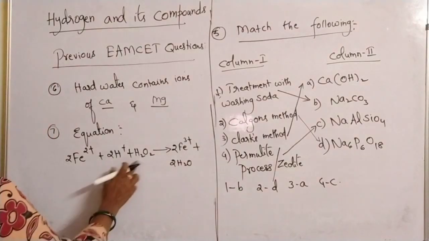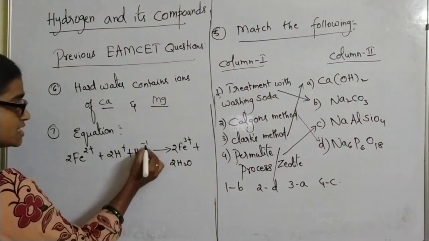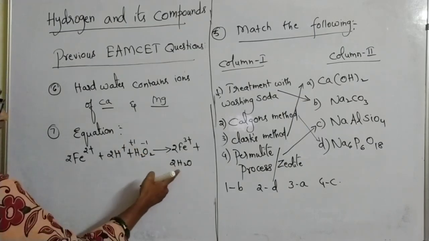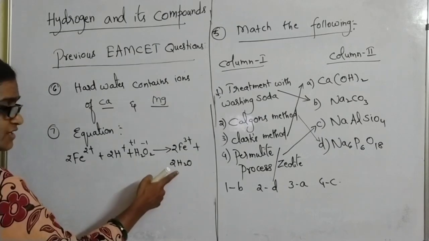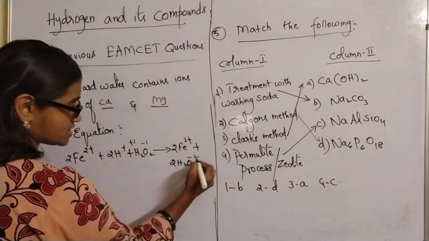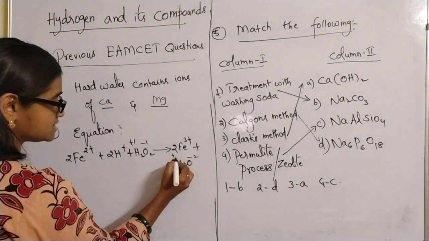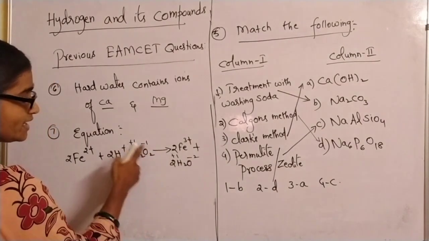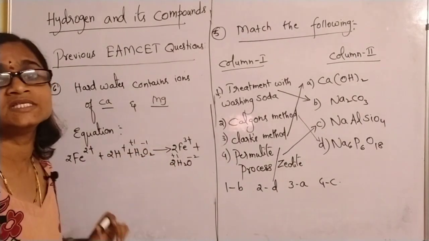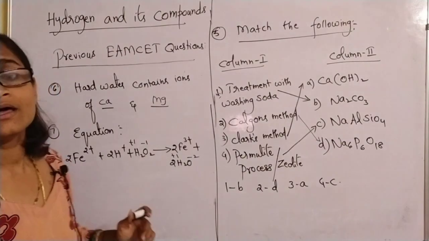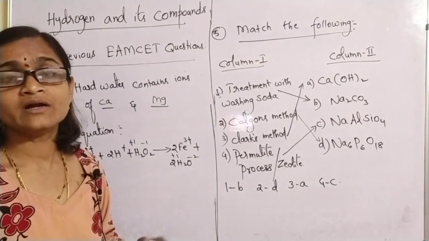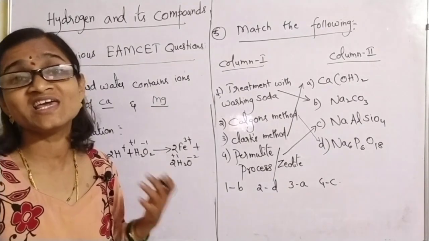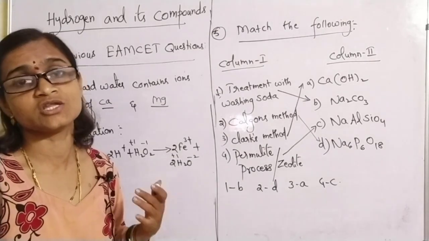Okay, so here in hydrogen peroxide, oxygen's oxidation number is -1 and hydrogen's is +1. But here hydrogen peroxide is converted into water. So oxygen's oxidation number is -2, and hydrogen's is as usual +1 only. That means -1 to -2, so it is reduced. So here hydrogen peroxide has undergone reduction. If it has undergone reduction, then it is which agent? It is an oxidizing agent. Please remember.